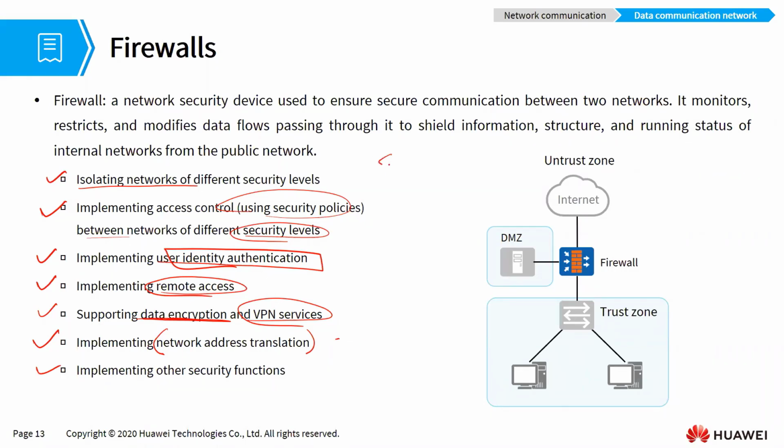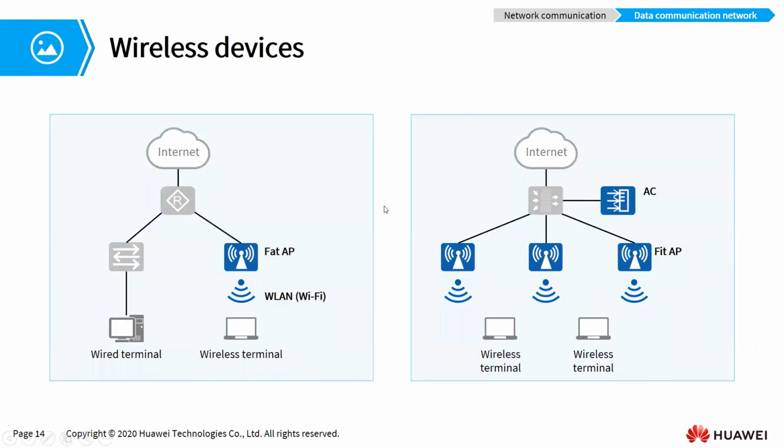So we've talked about switches, we've talked about routers, we've talked about the firewall, and now let me talk about wireless devices. When we talk about wireless devices, we are really talking about access points and access controllers. Sometimes we are also talking about the power over Ethernet switches. Now, I don't want to talk about this right now. I want to talk about the access point and the access controller.